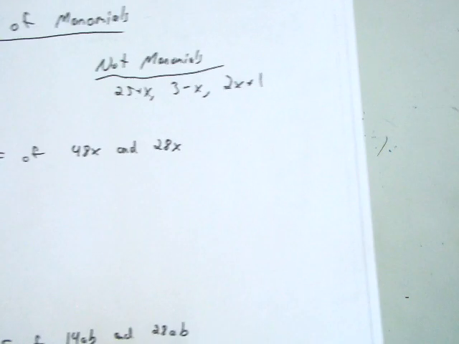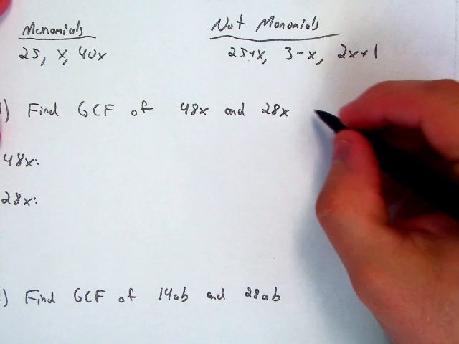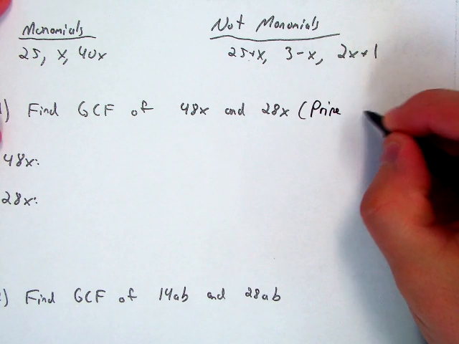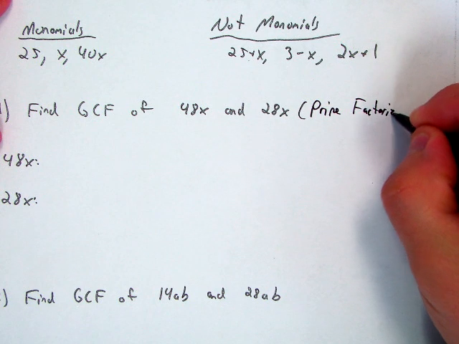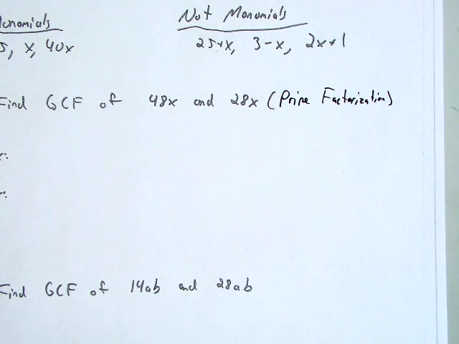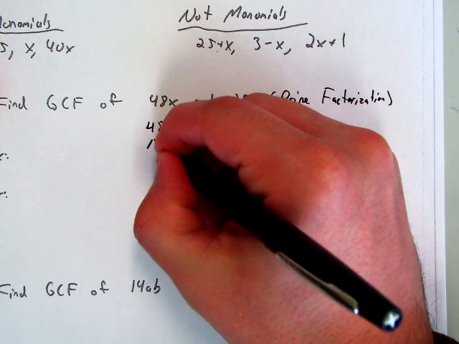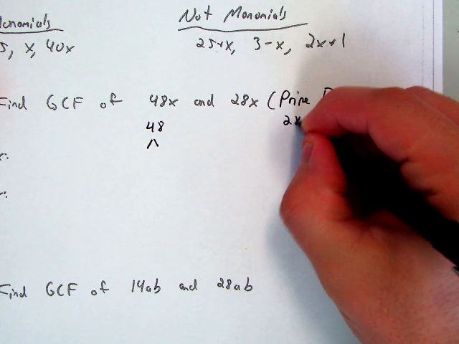Now, when we are looking for the GCF, or the greatest common factor, the biggest thing we should be looking for is prime factorization. The reason we do that is because when we find pairs of prime factors, whatever we find as pairs is on the outside, and whatever we find as not pairs goes on the inside. So let's look at 48 first of all, and we can look at 28 after that.